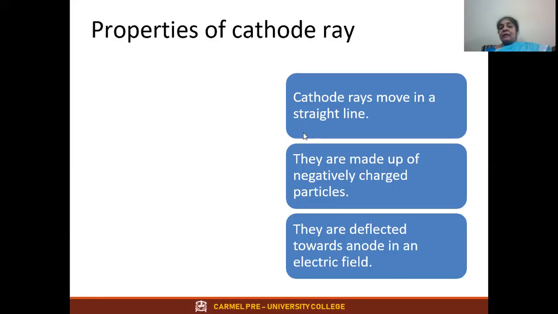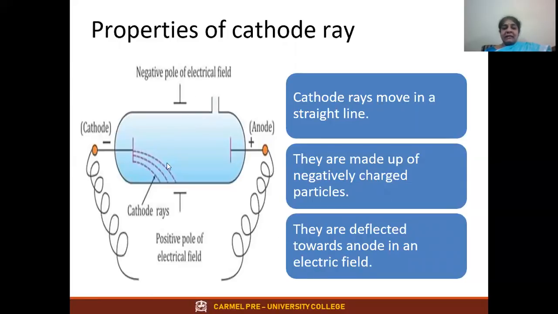So, three important points about cathode rays. Cathode rays move in a straight line. They are made up of negatively charged particles. They are deflected towards the anode in an electric field.